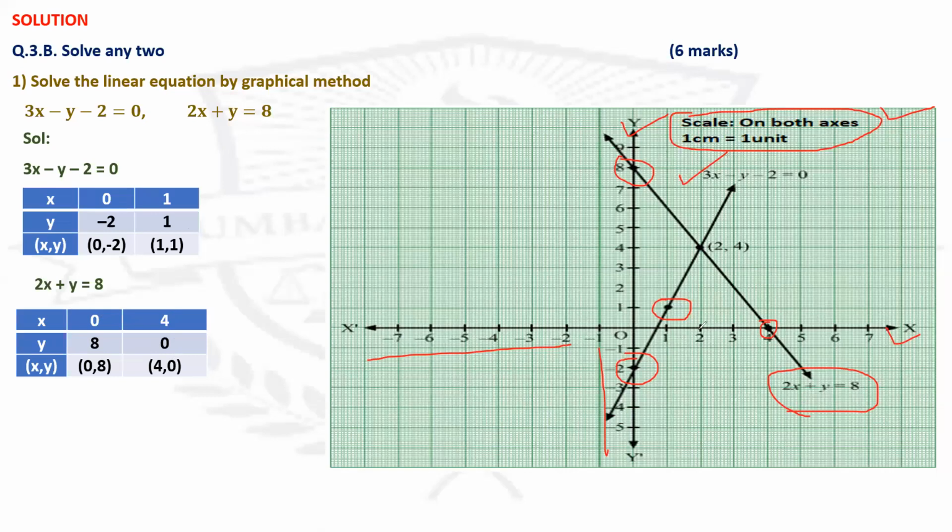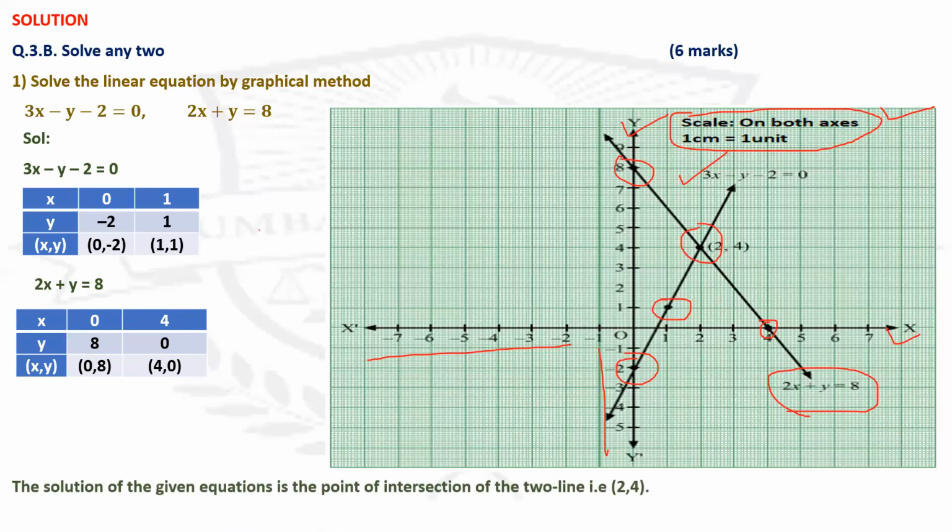Now after that, what happens? The two lines are intersecting at a point. So the two lines have intersected at one point. This point is nothing but the solution. So the solution of the given equations is the point of intersection of the two lines. So what is the answer then? Your answer is 2, 4.